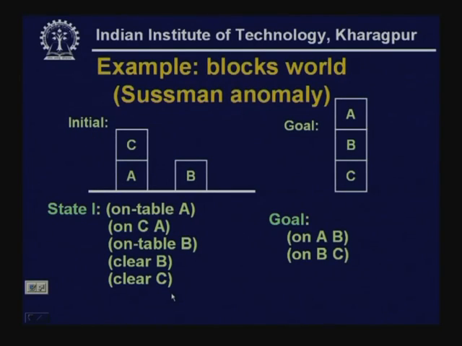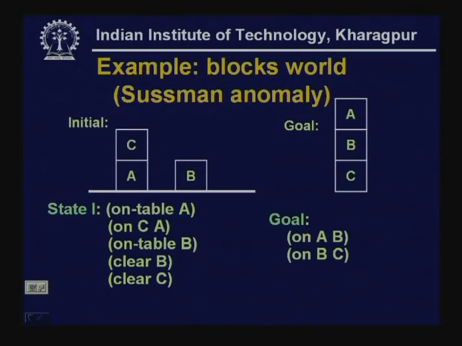Now, we will illustrate this POP algorithm with a very simple example, the blocks world example of the Sussman anomaly, which we have discussed earlier. In this problem, the initial state consists of 3 blocks C, A and B placed as follows: A and B are on the table, C is on top of A. The goal is to get the 3 blocks stacked like this: A on top of B, B on top of C.